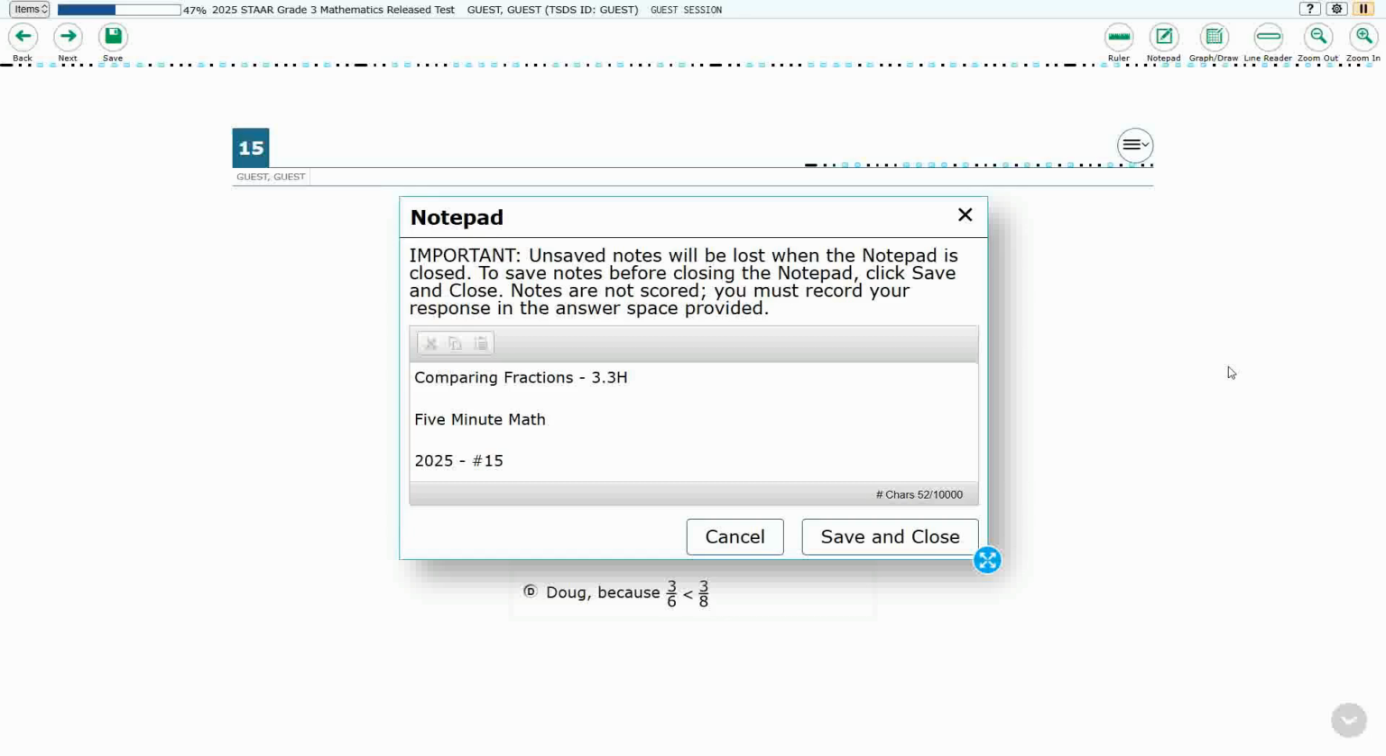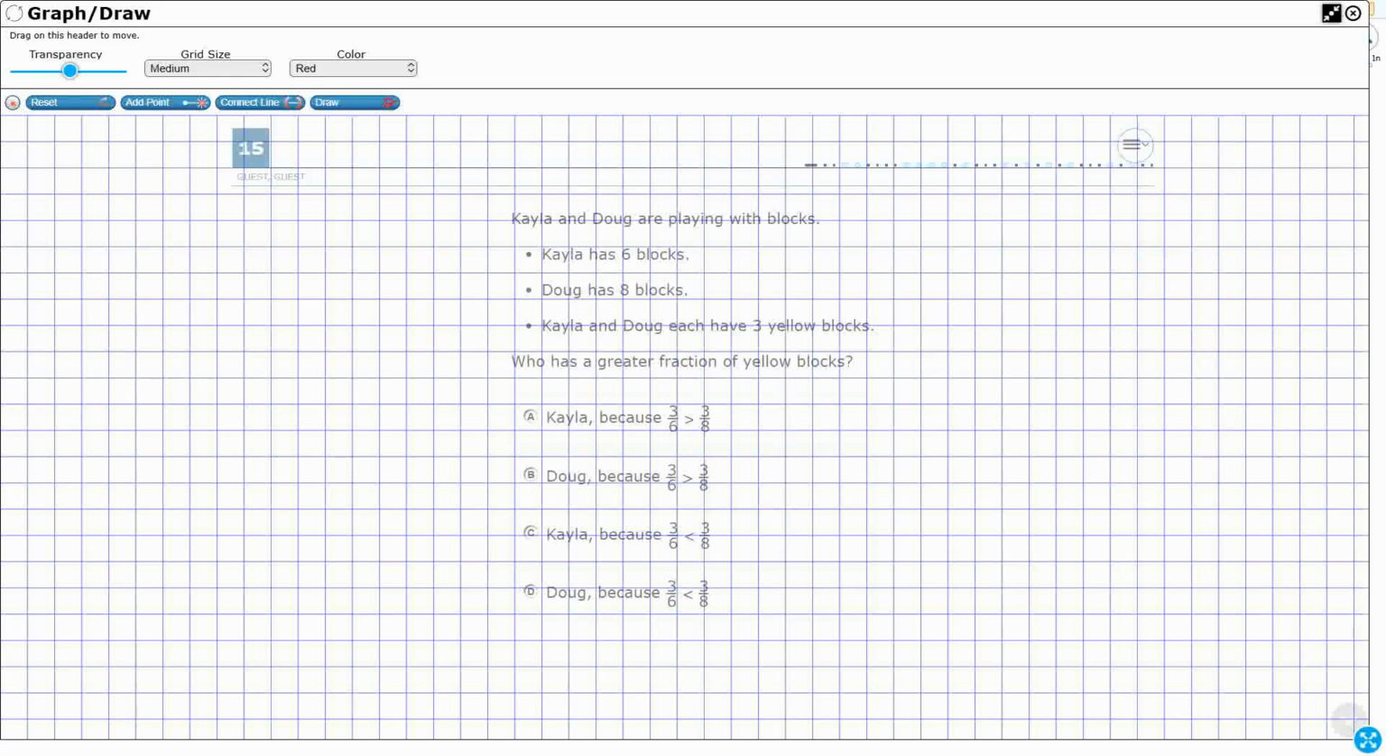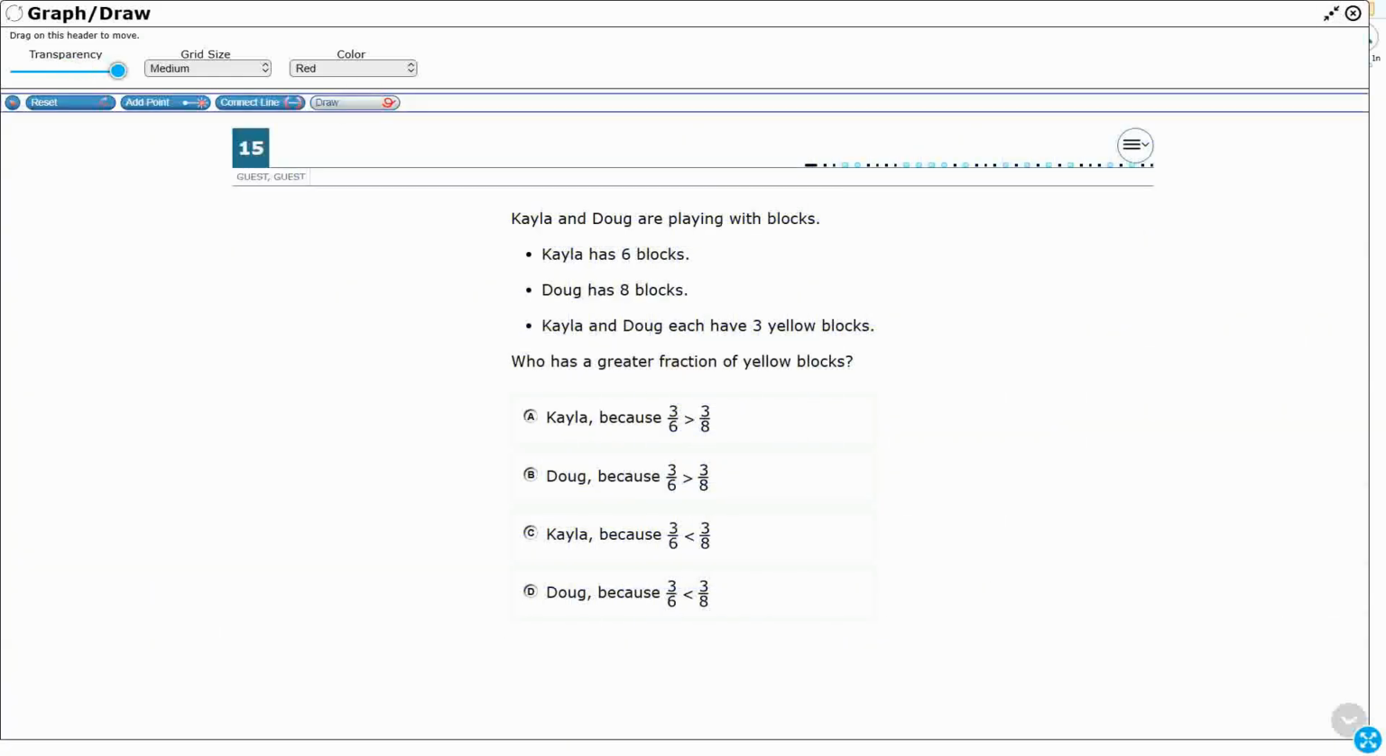Today we are looking at the third grade concept of comparing fractions. This is standard 3.3H in the great state of Texas, and we are using item number 15 off the 2025 released STAAR test. If you haven't done so already, please go ahead and take a moment to pause the video, work this problem out on your own, unpause it, and we will look at our answers together.